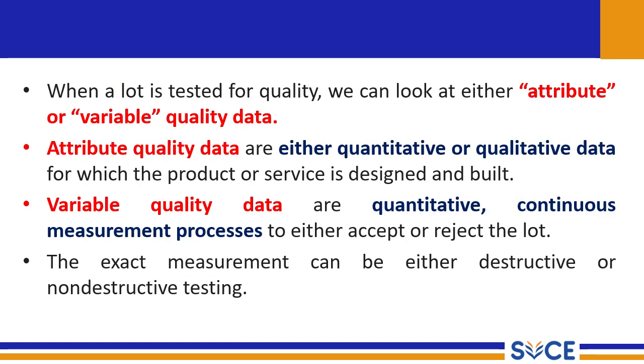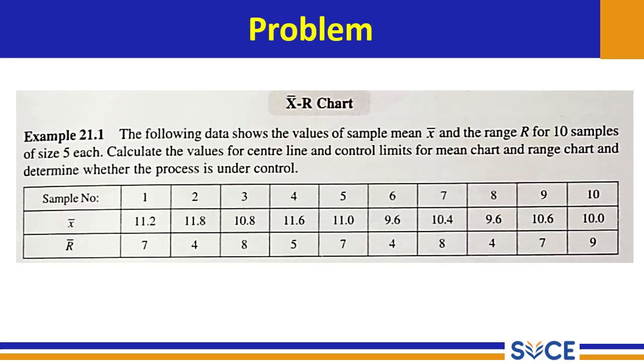Okay. When the lot is tested for quality, we can look at either attribute or variable quality data. Attribute quality data is either quantitative or qualitative data for which the product or service is designed and built. Variable quality data is a quantitative continuous measurement process to either accept or reject the lot. The exact measurements can be either destructive or non-destructive. That means we can go for a physical destructive testing procedure like core cutting or cube testing, something like that. So we can go through some typical example problems.